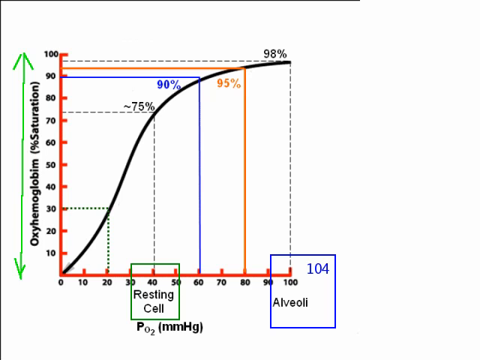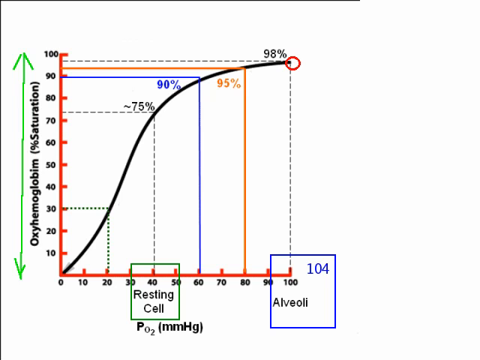So let's get back to the graph here. At 100 millimeters of mercury, or at 104 millimeters of mercury, notice we are at 98% saturation. We're not at 100% saturation for our oxygen bound to our heme groups. We're only at 98%. So at 104 millimeters of mercury worth of partial pressure inside of the alveoli, we're at 98% saturation.